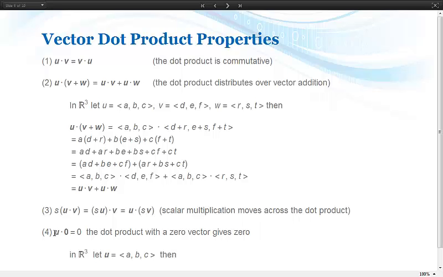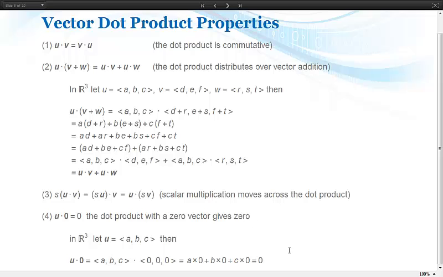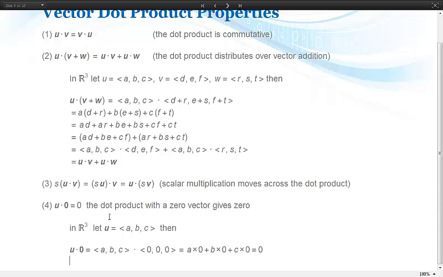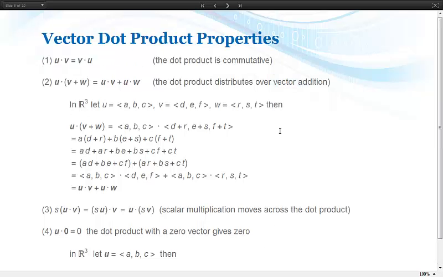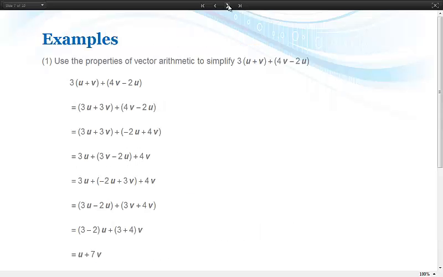And finally, if I take the dot product of any vector with the zero vector, I get the real number 0. And the proof is very simple, as listed here. I let U be ABC, then U dotted with the 0 vector is ABC dotted with 0, 0, 0, which is A times 0 plus B times 0 plus C times 0. And of course that's 0.